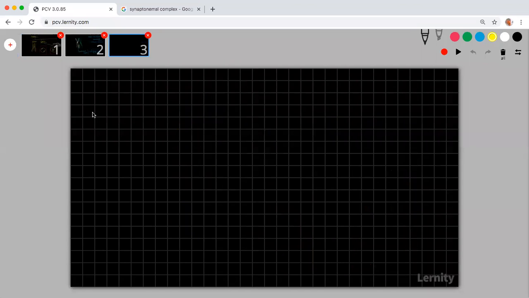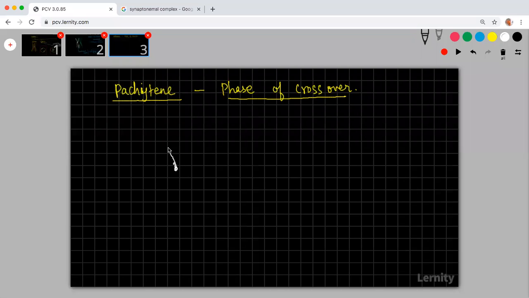And then the next one that you have to know is pachytene. So pachytene is the most important phase. This is the phase of the crossover. Yes, synapsis will begin in zygotene, and it will also get over in zygotene. Synapsis fully happens in zygotene. Okay, pachytene is the stage when what will happen? Let us say that this is the paternal chromosome. And let us say that this is the maternal chromosome.